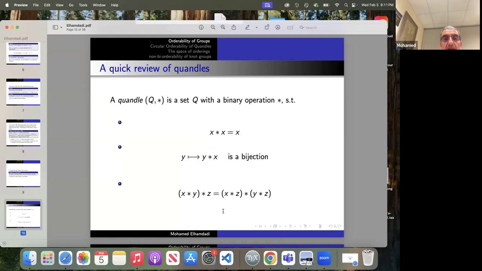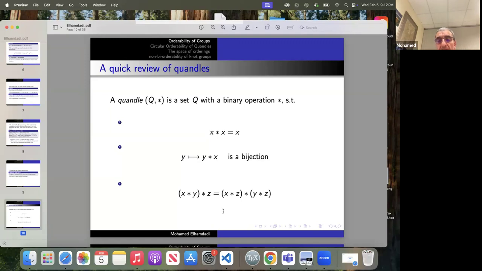Now we're going to review a little bit the basics of quandles. Then we will talk about orderability of quandles. Now, a quandle is a set with a binary operation which satisfies the following three conditions. As you know, these conditions come from Reidemeister moves 1, 2, and 3. The first one says that the star operation is idempotent, x star x equals x for every x. The second axiom says that right multiplication by every element, called R_x, is a bijection, and that comes from Reidemeister move 2.